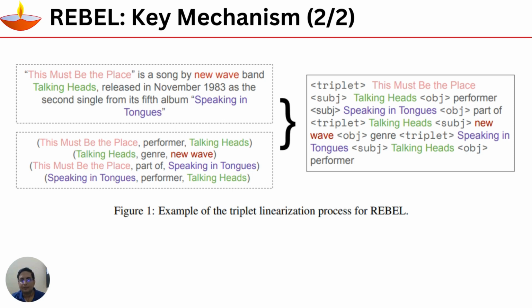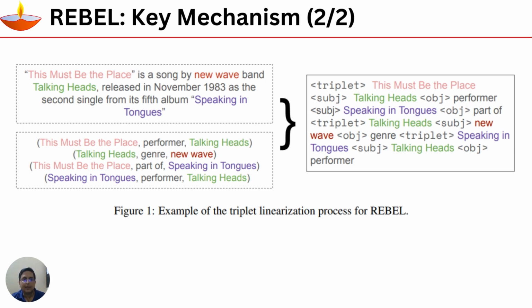like here. So we have the start of the triplet here. This must be the place. So like we saw in the previous slide, this is the subject. Talking Heads is the object, and performer is the relation expressed between the subject and the object. Now again, we see the second subject here, SUBZ. Now, this is essentially the marker for This Must Be the Place, the first one itself, right?